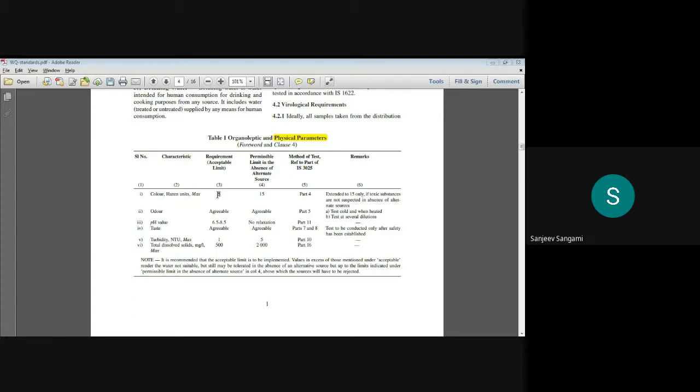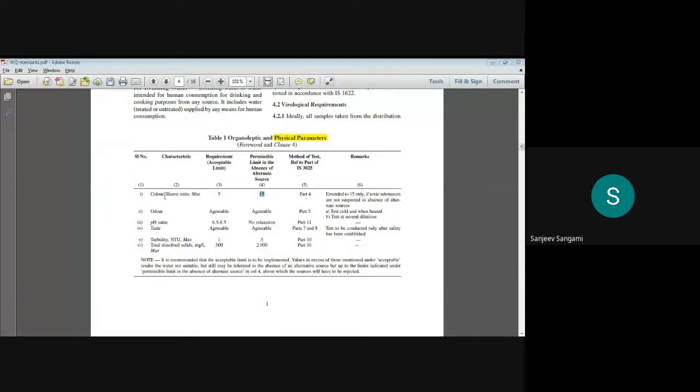Okay. So you can see in the first column, that is the serial number. In the second column, the parameters, and in the third column, you can see the acceptable limit. And one more they have listed, that is a permissible limit. So what is the difference between the acceptable limit and the permissible limit? Acceptable means up to 5 it is acceptable, but up to 15 it can be considered.